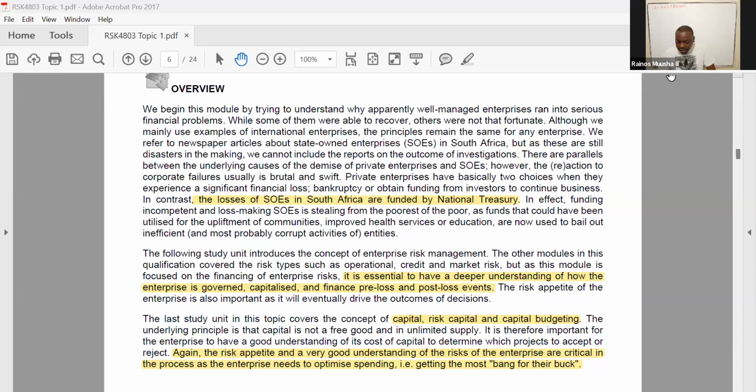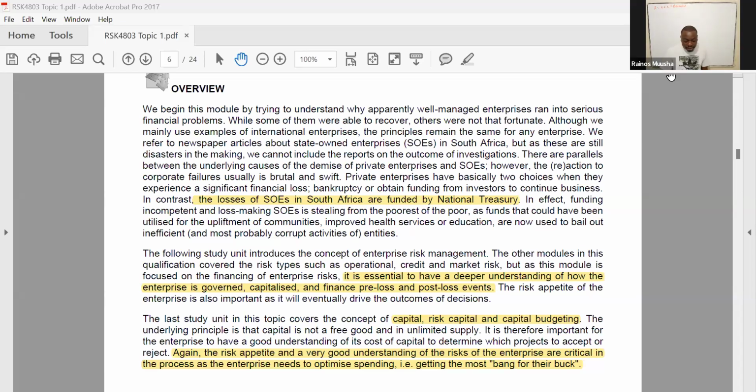Private enterprises have basically two choices when they experience significant financial loss: bankruptcy or obtain funding from the investors to continue business. In contrast, the losses of SOEs in South Africa are funded by the National Treasury. So in effect, funding incompetent and loss-making SOEs is stealing from the poorest of the poor, as funds that would have been utilized for the upliftment of communities, improved health services or education, are now used to bail out inefficient entities.